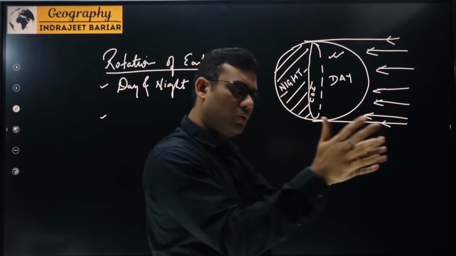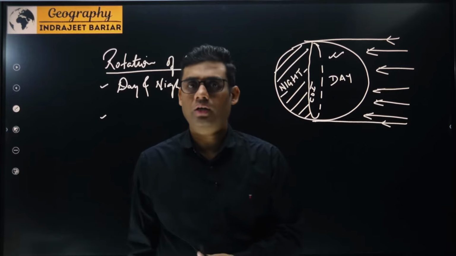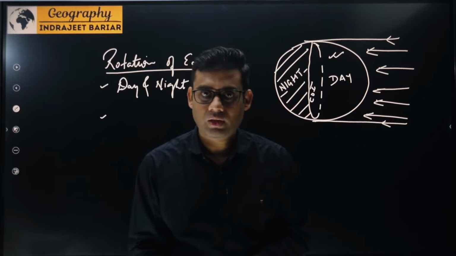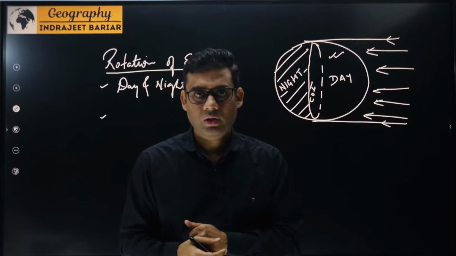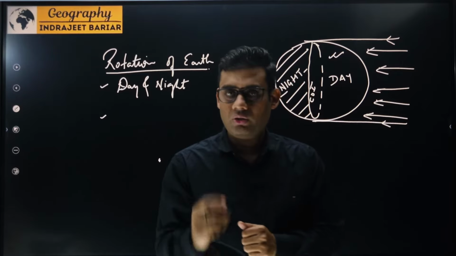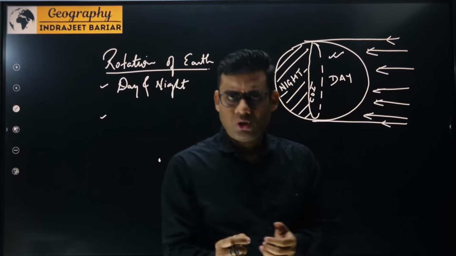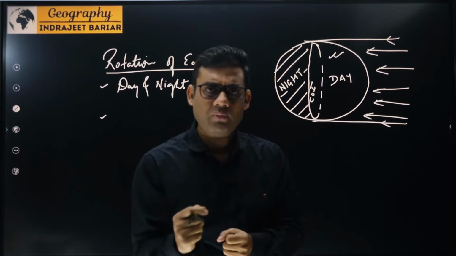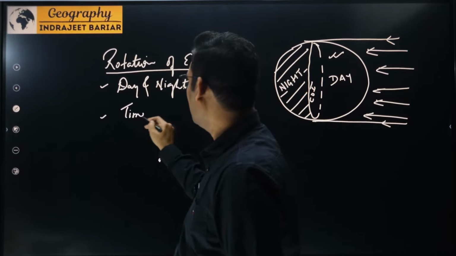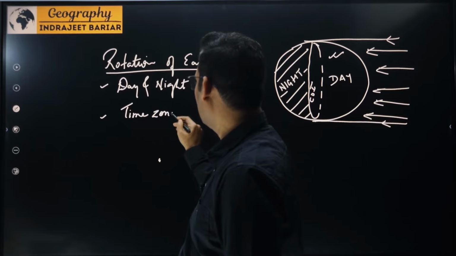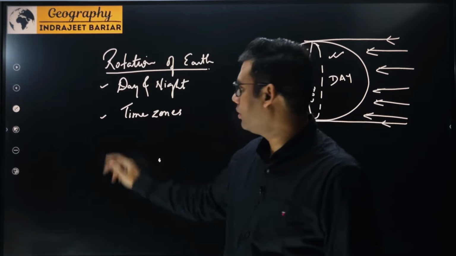So as the Earth rotates, different longitudes face the sun directly at different times. And so all these places follow different times. And very obviously, the whole of a longitude faces the sun at the same moment. So all the places on the same longitude have the same time. So this is where different time zones come into the picture. So the second effect is the occurrence of time zones.